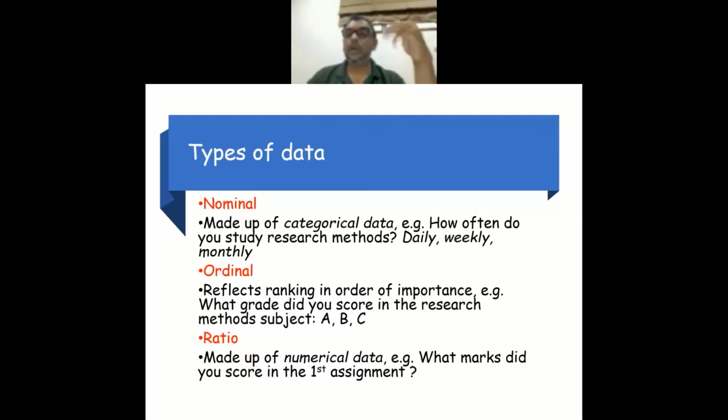Kalau ratio is the, how many years have you been working? 5 years, 10 years, 15 years. Okay, dah. The number is there. Okay. Kalau nominal, dia based on categorical data.